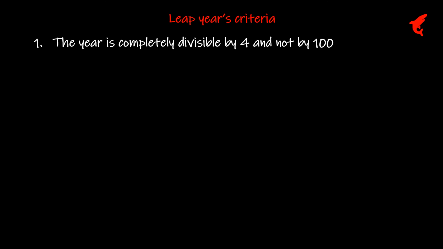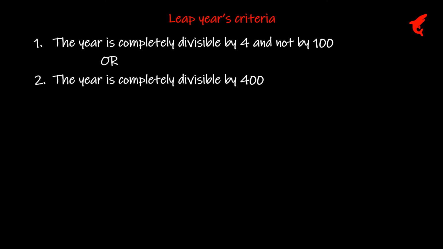So what is a leap year? A year is a leap year if and only if, first condition, it is completely divisible by 4 and not completely divisible by 100, or the second condition, it is completely divisible by 400. So there are two conditions, either of which if true for a year, then the year is a leap year. Further, the first condition has two subconditions. So how to build logic for this program? Just implement the conditions mentioned as they are.